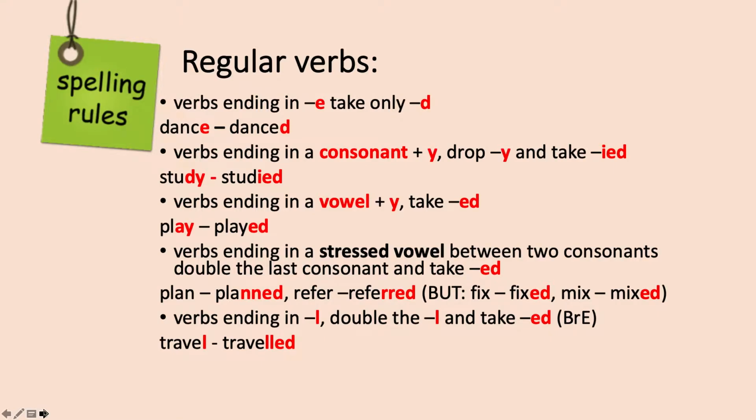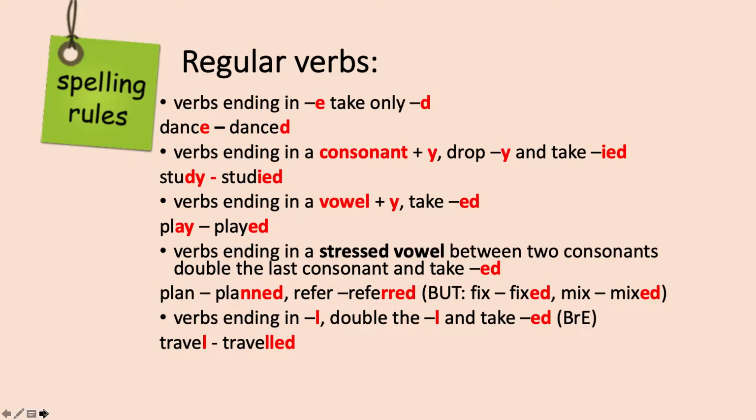Let's look at the spelling rules for the past simple of regular verbs. Verbs ending in E take only D. Dance, danced. Verbs ending in a consonant plus Y drop the Y and take -IED. Study, consonant Y, we drop Y and it becomes studied. Verbs ending in a vowel plus Y take -ED. Play, played.